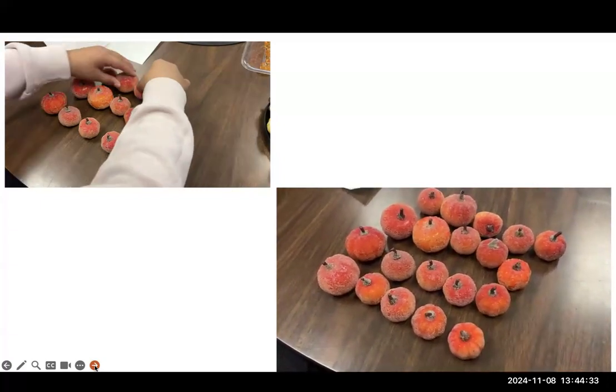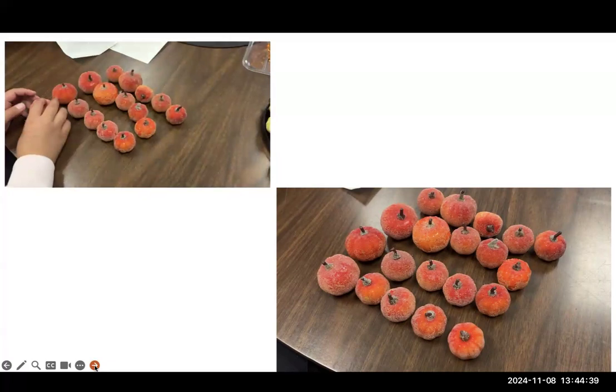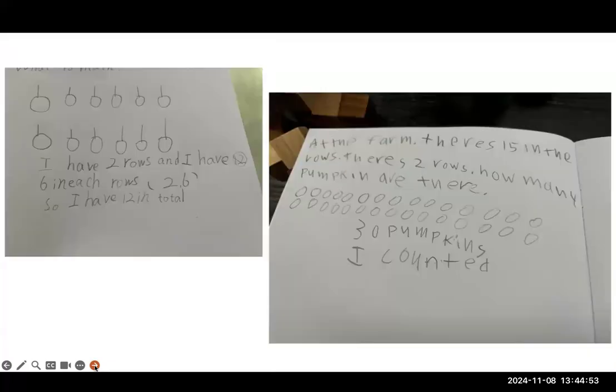So she's first made the array up on the top left. She's organized and counted them out into rows, 4 rows with 5 in. And then she skip counted to figure out how many there were in total. So she didn't count by ones. So that was something that I was watching for. And she didn't need to touch them. She knew that there were 5 in each row and was able to skip count by 5s.